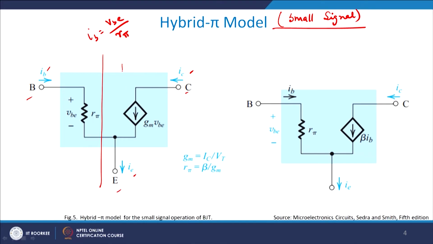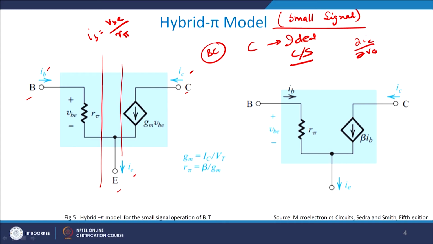Let us look at the base collector junction. We have already discussed that at the base collector junction, the collector starts to behave like an ideal current source, right. How much is the value of current? It will be given by GM times VBE. Remember, GM was equal to del IC by del VBE. So, del IC by del VBE multiplied by VBE, the VBE gets cancelled out and I get the current available to me, right. So, this is the current source with me, and this is the direction.